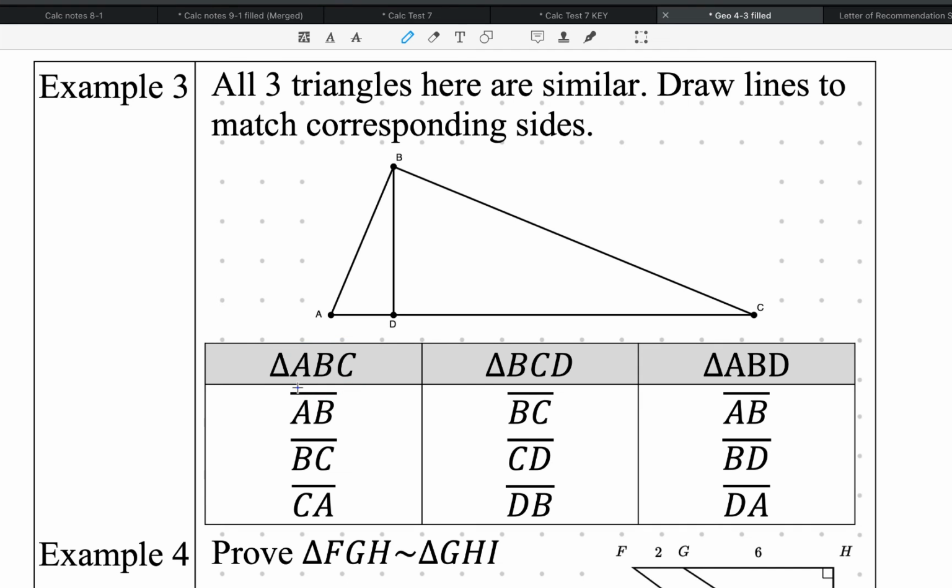Charles. Big side, I think, would be AC. AC is the big side. Big, CA or AC, it doesn't matter. Yeah, we're good.